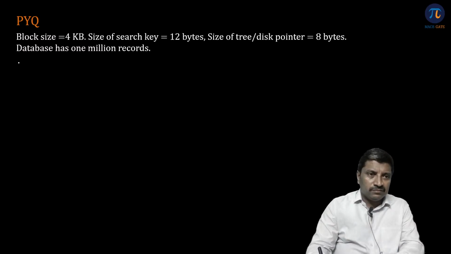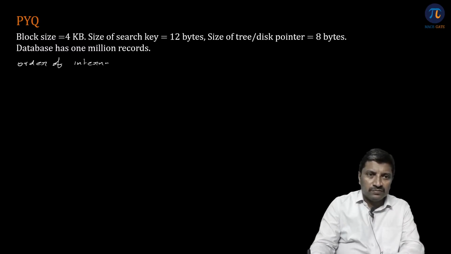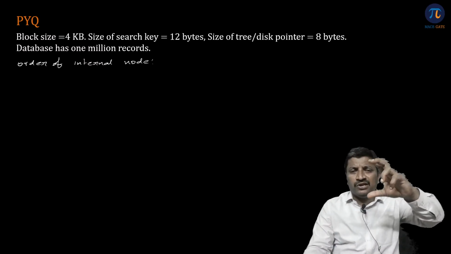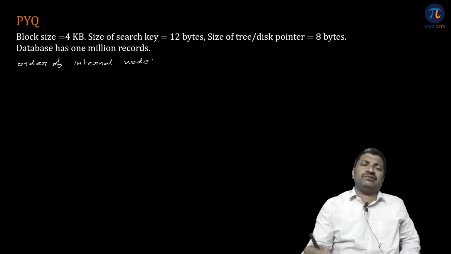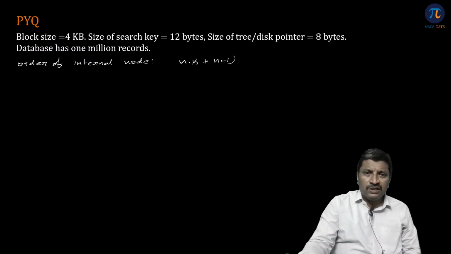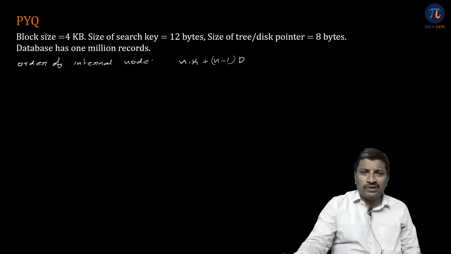First, let us find the order of the internal node. Sir, we don't need the order of leaf nodes, because when we are clear about internal nodes, the last level is leaf nodes. So I just need to find the order of the internal node. So what is the formula for the internal node? n number of keys and n minus 1 disk pointers. That is already given. So this is less than or equal to the block size.